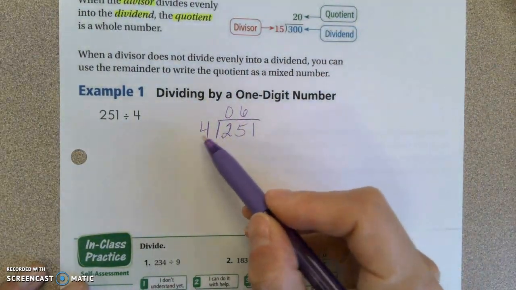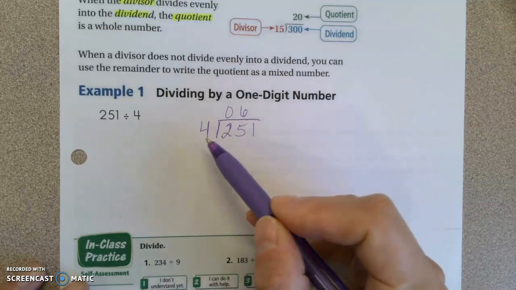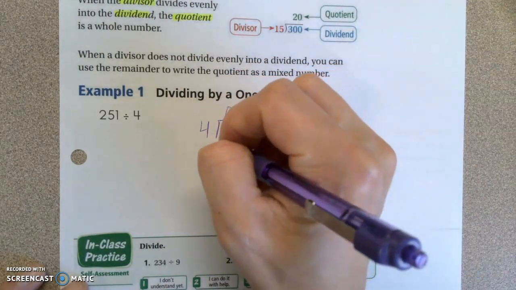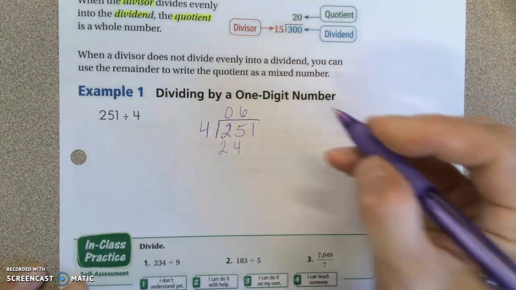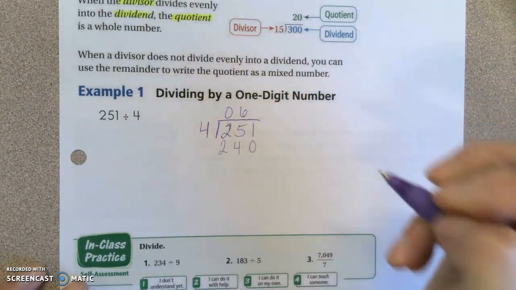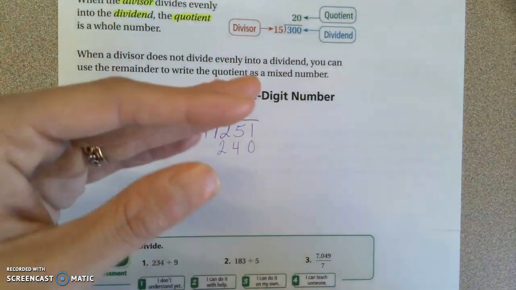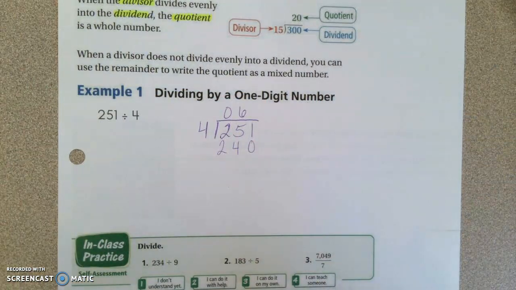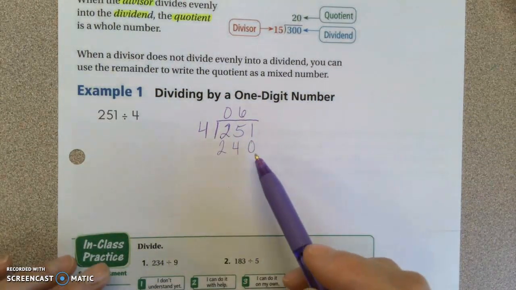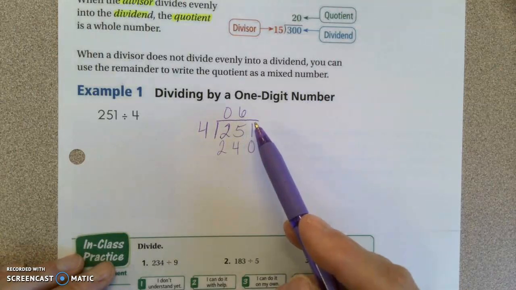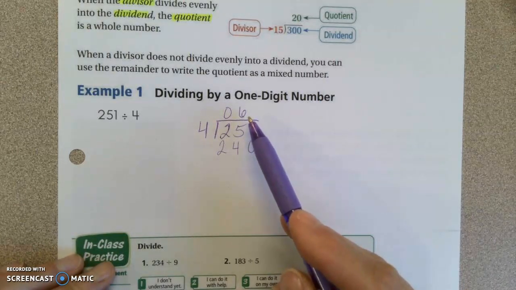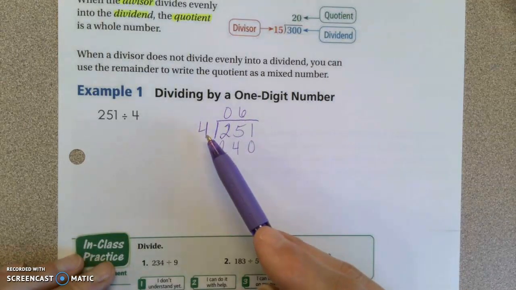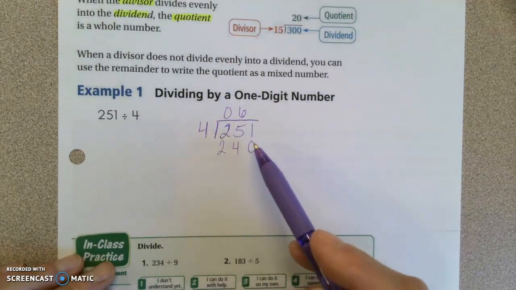So then I'm going to take 4 times 6. 4 times 6, there's 24. I'm going to put a 0 here for a couple reasons. It's a placeholder so I can subtract while keeping everything in line. It's also showing my understanding of place value because this 6 is in the tens place, so this would be saying 4 times 60 is 240.